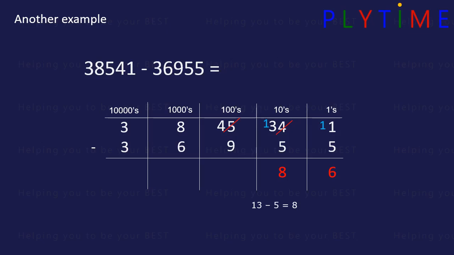Again 4 minus 9, we need to exchange 1 from the higher column. Now we've got 14 minus 9 equals 5. Then 7 minus 6 equals 1. And finally 3 minus 3 is 0. So our answer is 1,586.